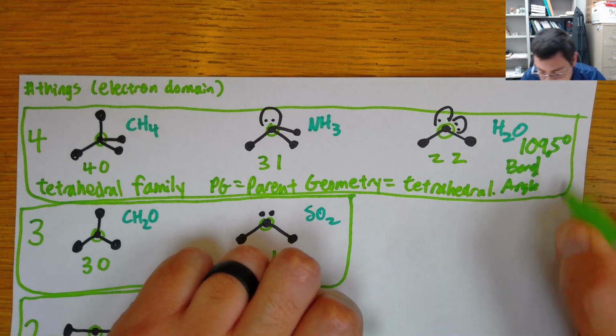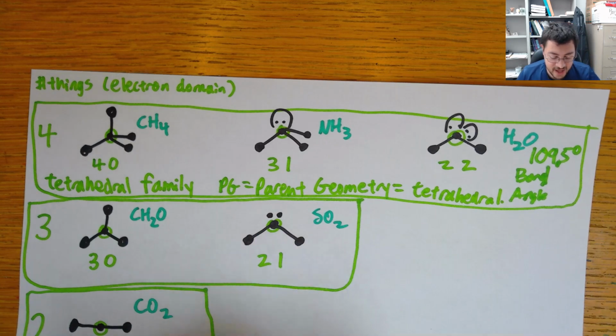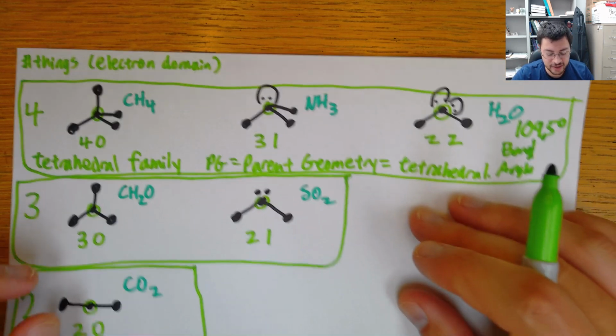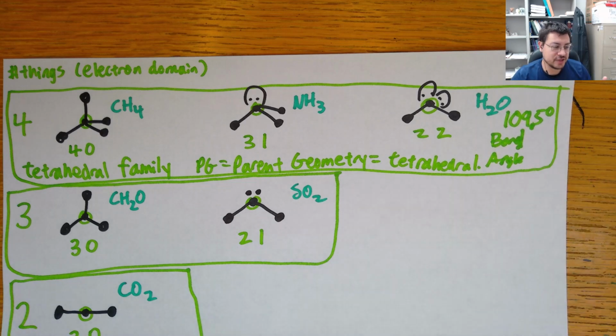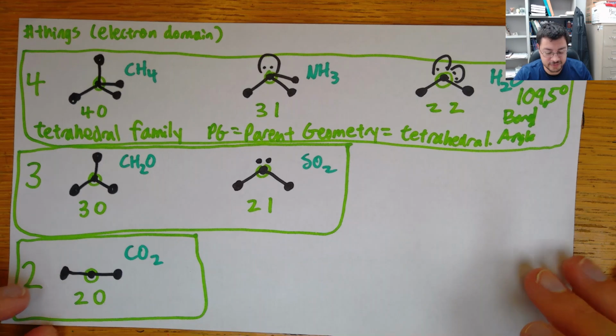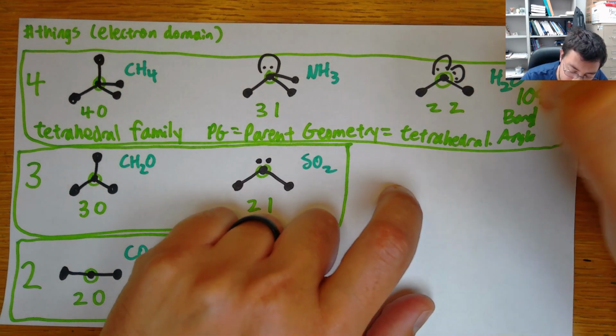It's not 90. It's not 105. It's 109.5 exactly. There's a mathematical proof out there that exists of it, or you can just do bond angle measurements if you're a chemist. But 109.5.